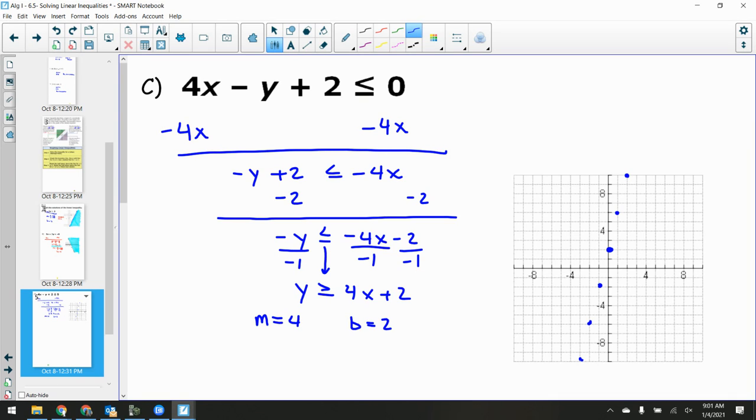Should this be a dotted or solid line? Solid. Should I shade above or below this line? Below. Uh-oh. Above. Is it? Above the line, greater than or equal to 4x plus 2. So we shade above the line. Above.